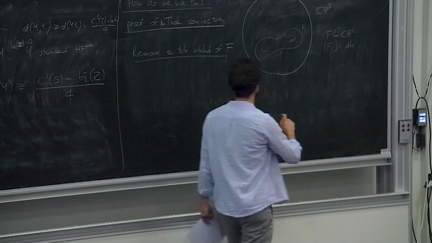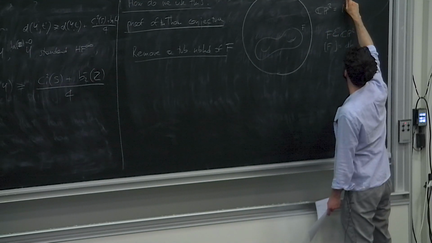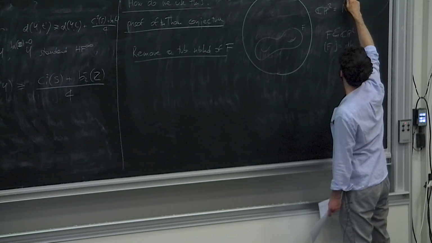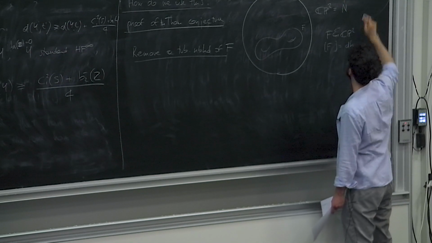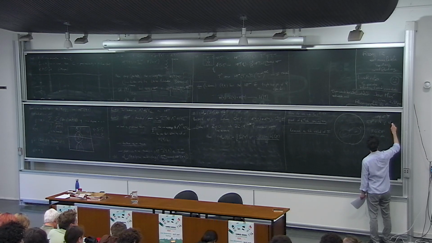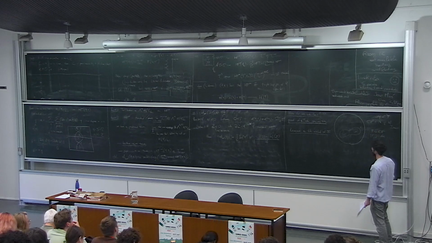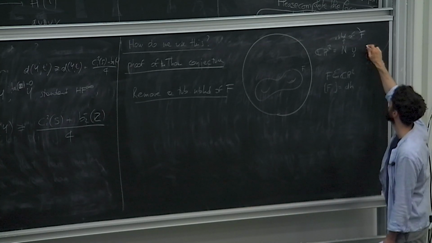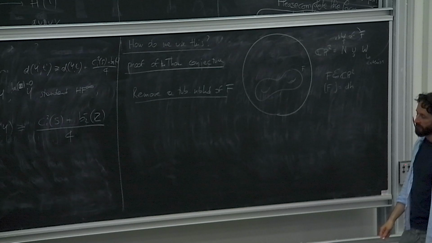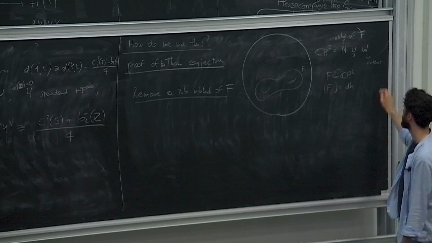So I want to view CP2 as the union of a closed tubular neighborhood N of F, union along its boundary with W, which is just the exterior, the complement of the interior of N. And maybe I should call this something else. You know what, I'll stick to W because I know that I will turn to W at some point. So imagine that there are W's there.